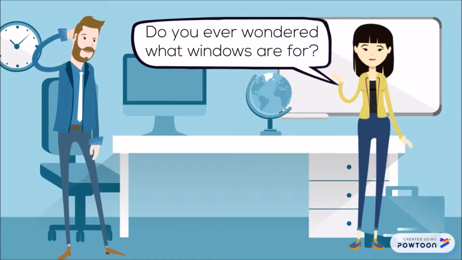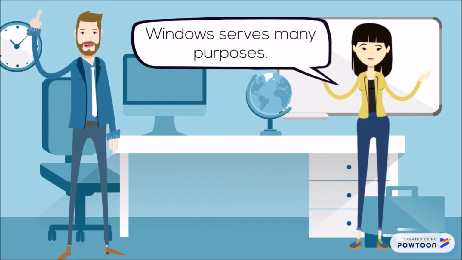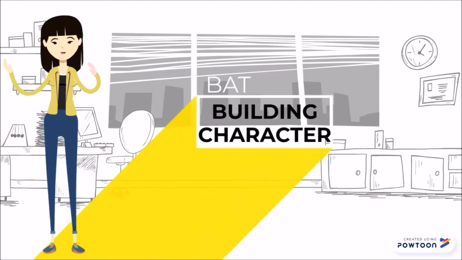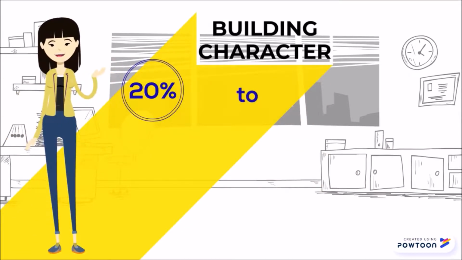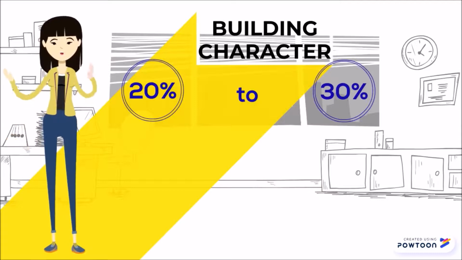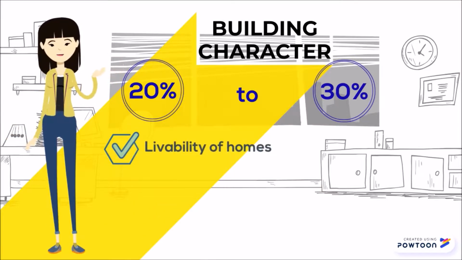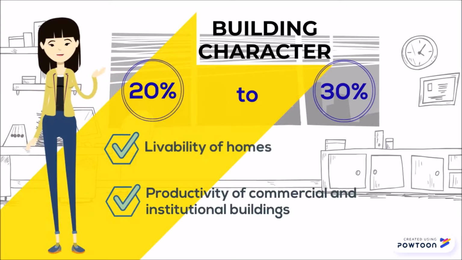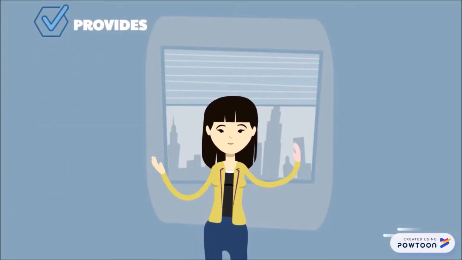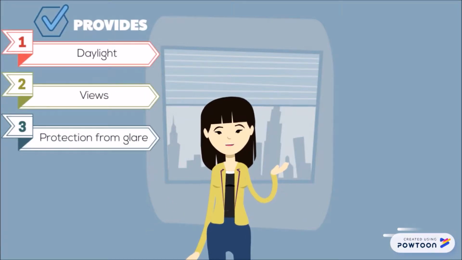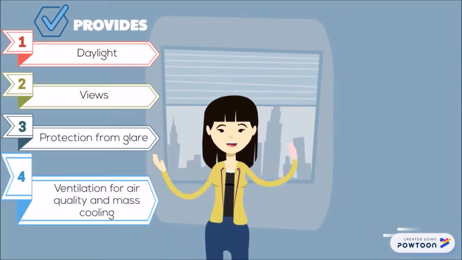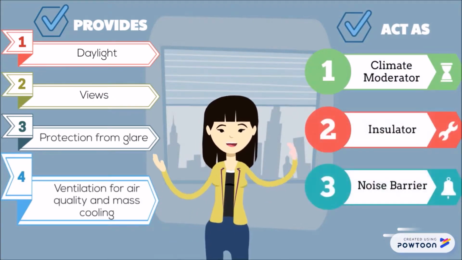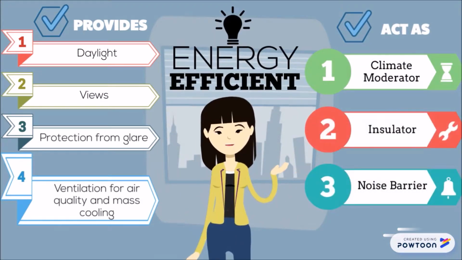Did you ever wonder what windows are for? Windows serve many purposes. Windows account for much of the building's character, accounting for 20 to 30% of its exposed surface. They are considered critical to the livability of homes and productivity of commercial and institutional buildings. The rationale behind it is that they provide daylight, views, protection from glare, ventilation for air quality and mass cooling, and act as climate moderator, insulator and noise barrier. Windows themselves are energy-efficient tools.